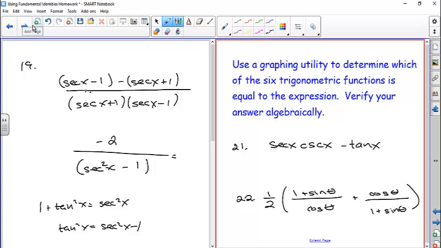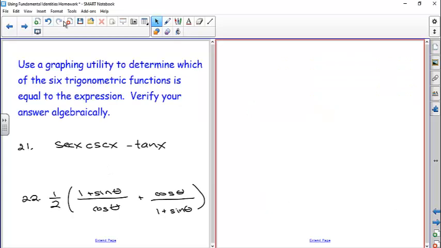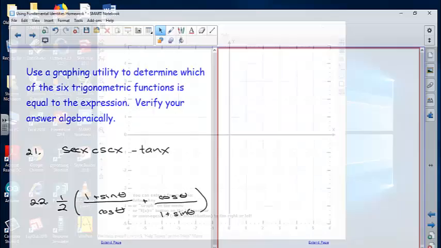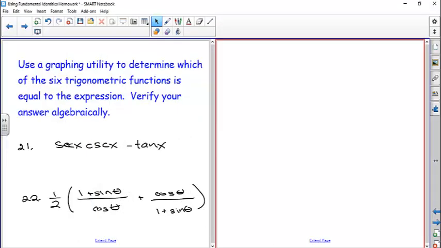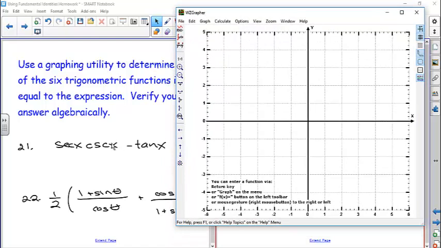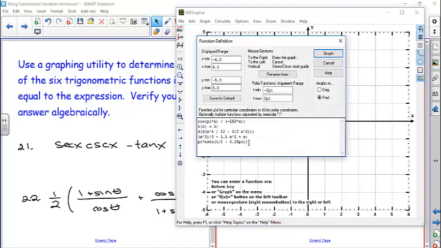Use the graphing utility to determine which of the 6 trigonometric functions is equal to the expression. Verify your answer algebraically. So we're going to do the algebraic part first. I guess we can plot it, and if it's not, then we don't have to verify it. So how do you verify something like this? Well, you plot it. And if it looks like anything we've seen before, then you can say it is. So actually, I'm going to plot it first. So you've got secant of x times cosecant of x minus tangent of x. And let's see what it looks like.